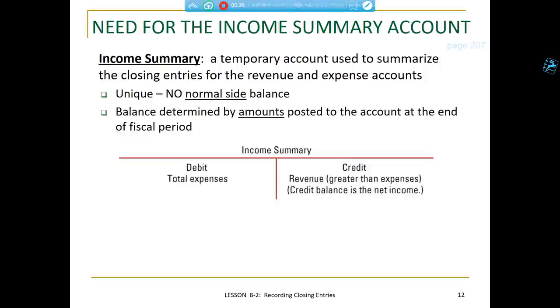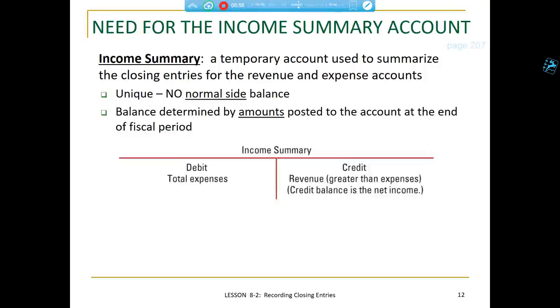So it will have a credit balance when revenues are greater than expenses, because the credit balance is a net income, right? So when we think about it, revenues are greater than expenses, right? Expenses, normal side balance, or what? Debit. All expenses, normal side is debit. Revenues, normal side balance is credit, right?